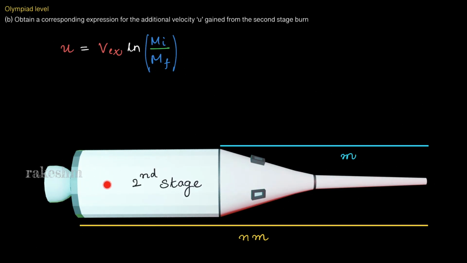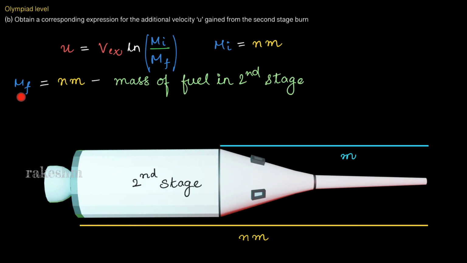Now all the fuel has burnt out. Now the total mass of this rocket is Mf. So initial total mass is small n into m. So the total mass of this with fuel in the second stage is small n into m. So final mass equals total mass minus mass of fuel in second stage. So we saw that mass of fuel is 1 minus R times the total mass of the second stage.